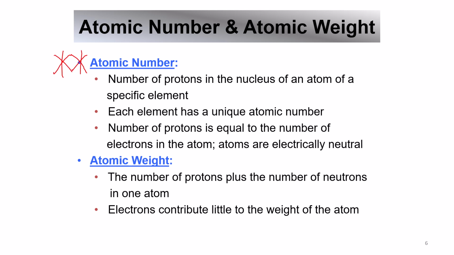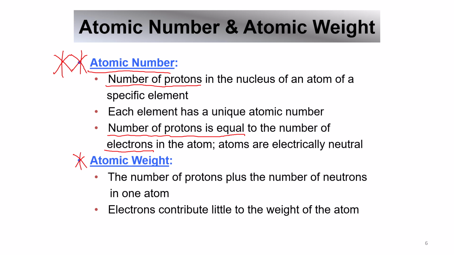Now, atomic number. This refers to the number of protons in the nucleus. Each element has its own number. For example, hydrogen is 1. It never changes. It's always going to be 1. Therefore, it has 1 proton. Also know that the number of protons is equal to the number of electrons. So that means that hydrogen has 1 proton and it has 1 electron.